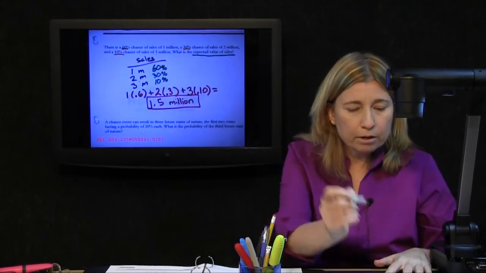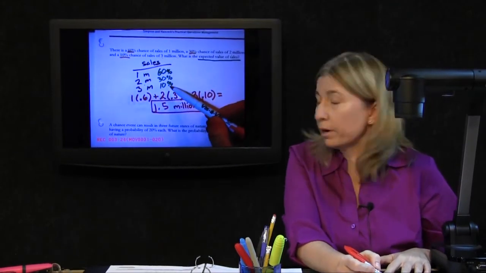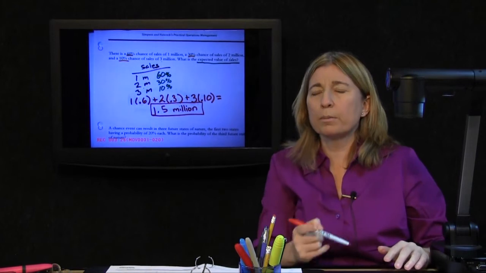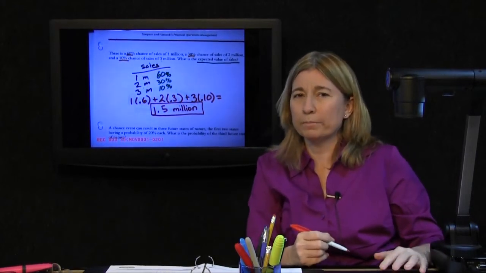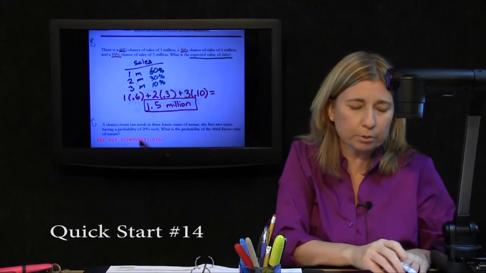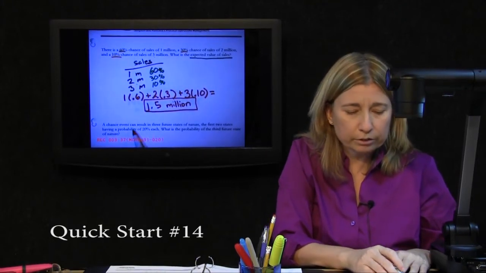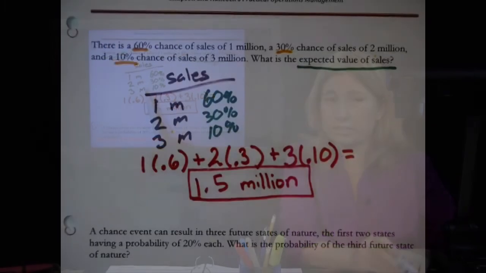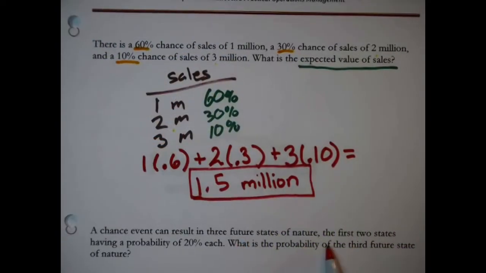Now, notice with the 3 things that could possibly happen, they cover the entire future. Those probabilities have to add up to 1. This next question is kind of hitting on that particular principle. A chance event can result in 3 future states of nature, so it's not entirely unlike the sales example we were talking about previously. And the first 2 states have a probability of 20% each.